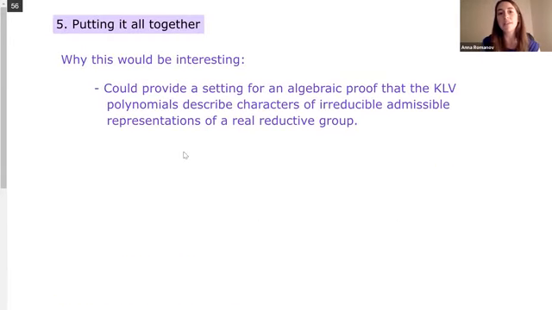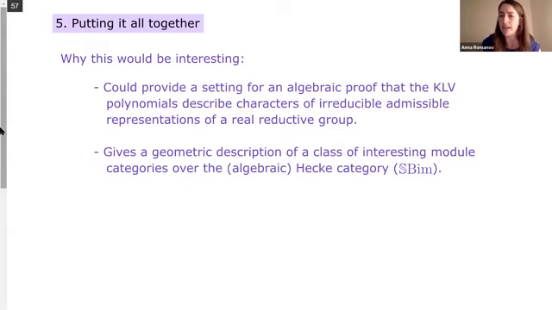And here are a few reasons why this might be interesting. One is that this could provide a setting for an algebraic proof that the Kazhdan-Lusztig-Vogan polynomials describe characters of irreducible admissible representations. And also, going back to what I had mentioned a few slides ago, from a Soergel bimodule perspective, it gives a geometric description of an interesting class of module categories over SBim. And in particular, if we know that these categories come from real Lie groups, then we know that their indecomposables are given by this parametrizing set I told you earlier. So in particular, there are finitely many of them. And this gives us a geometric description of what the category looks like.